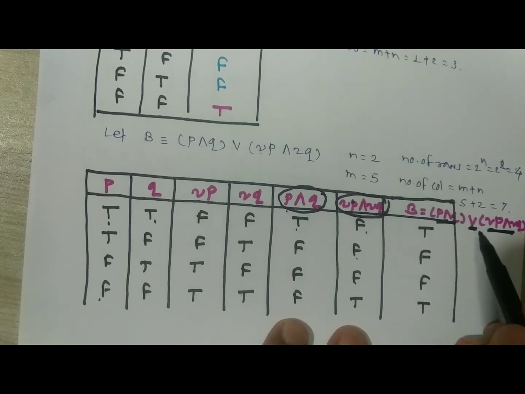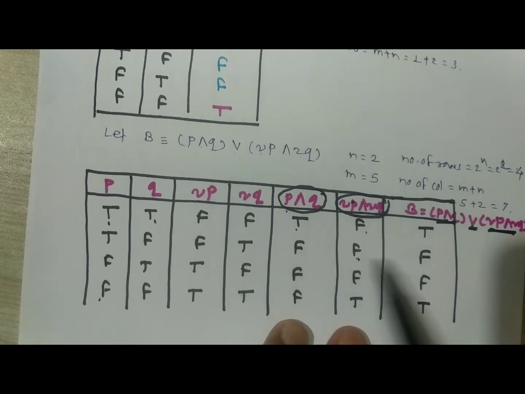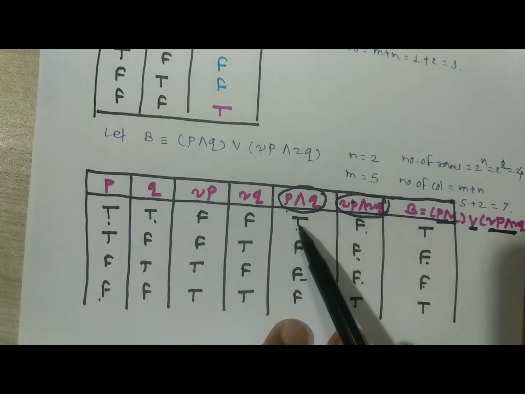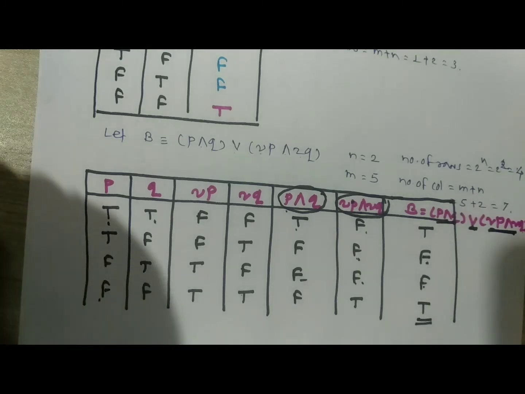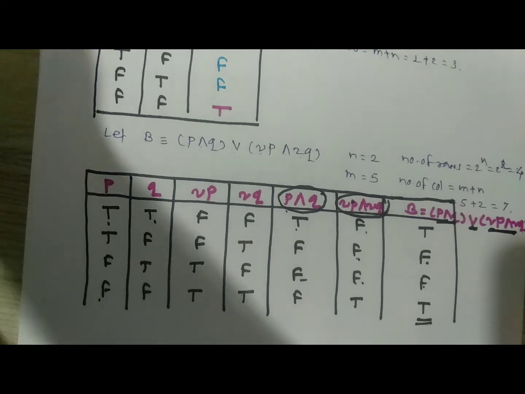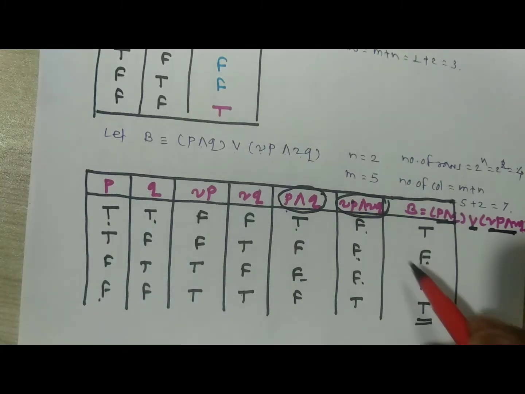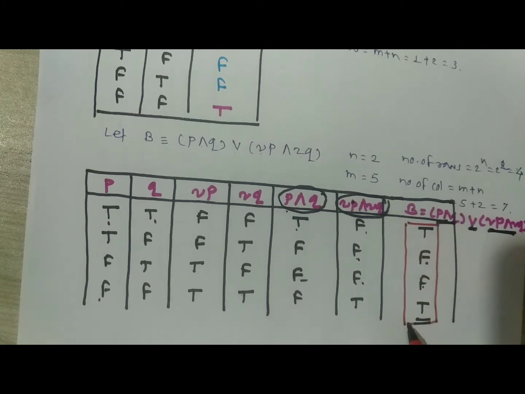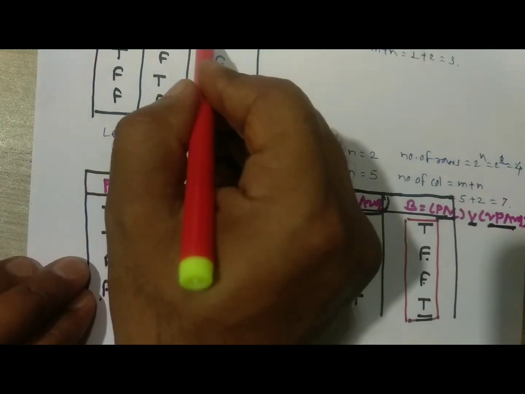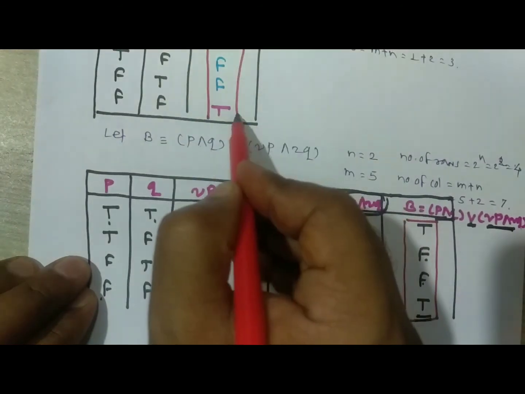Because we know the rule of disjunction: if both statements are false, then it is false, otherwise true. And therefore, you will get the last column. That means statement B column is nothing but this one. Right now we have shaded the last column as it is, and here is the last column related to that one.